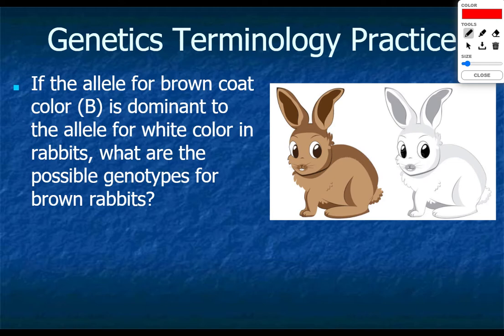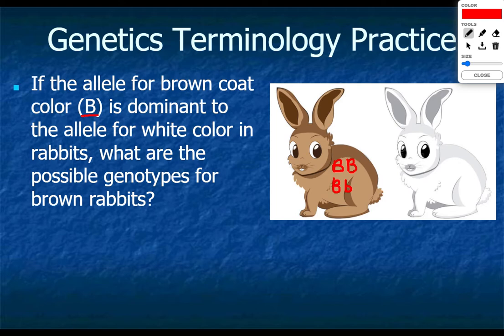All right, we're going to use a capital B for dominant. Our first rabbit here is a brown rabbit, and we need to figure out its possible genotypes. We know that as a brown rabbit, it has to have a capital B because that is the allele for brown coats. Now, we know a genotype is made of two alleles, right? So one of the two alleles has to be a capital B, but the other one could be this. So that is a brown rabbit, capital B, capital B. The other possibility is a capital B and a lowercase b.